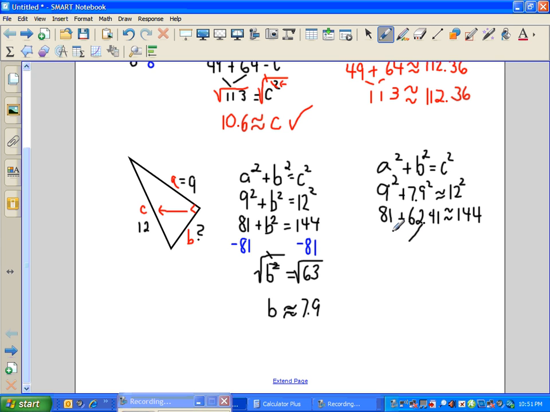So if I combine those two, 62.41 and 81 is 143.41. 143.41 is pretty close to 144. So it looks like my answer for B is reasonable. Also, it's shorter than the 12, which is a good sign. The side C should be the longest.